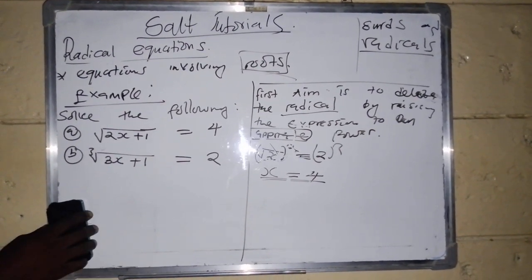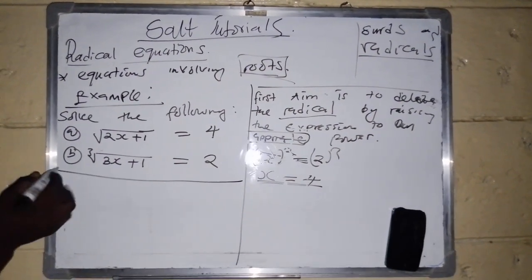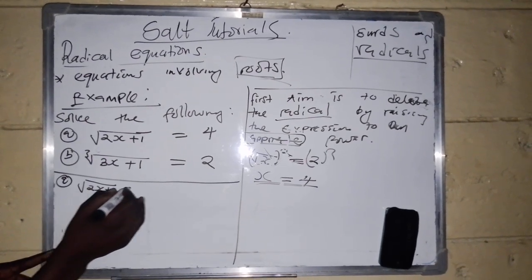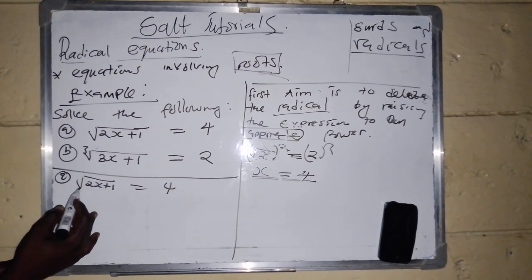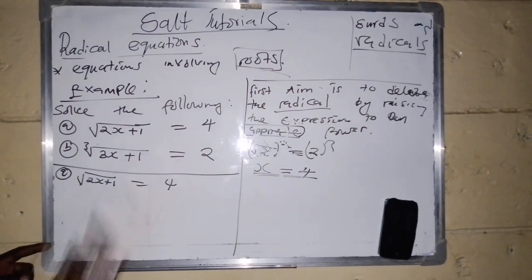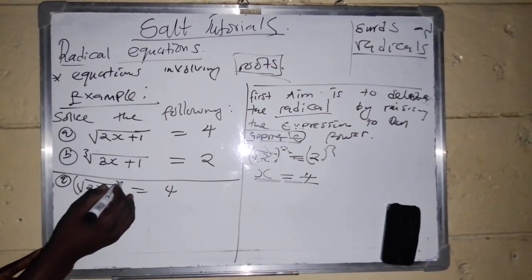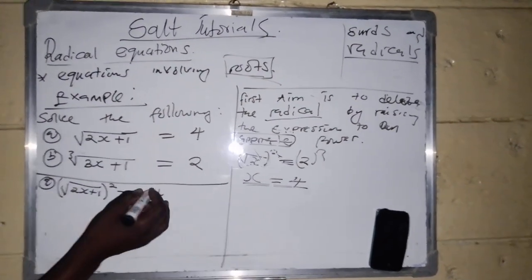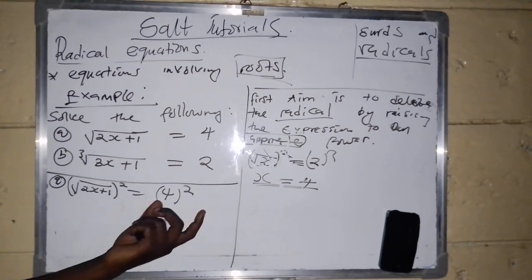So this is what is happening here. If I look at the first part, I have root of 2x plus 1 is equal to 4. Now I'm dealing with a square root here, so the first aim should be to make sure that the radical is deleted. This can only be deleted by raising to power 2. Whatsoever I do to my left hand side, my right hand side should be the same. So squaring that side and squaring that side.